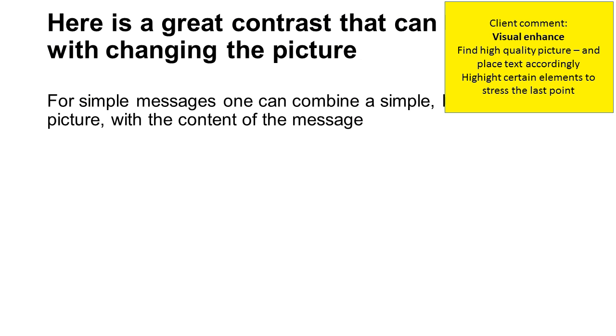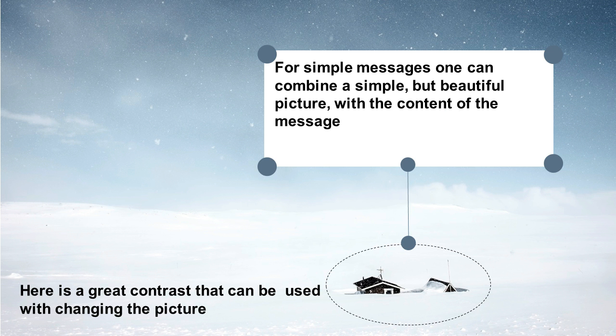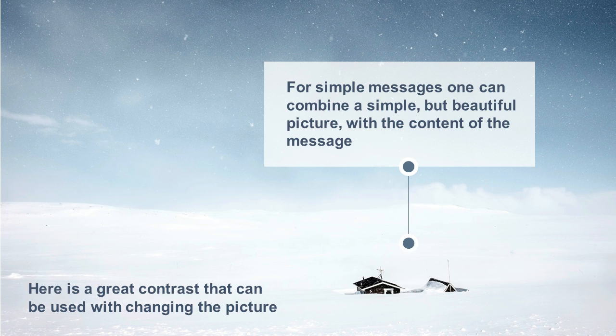Let's look at another example of visual enhancements. Here the client wants us to find a picture and use the current text to highlight a few key points. Here's an example of how this slide could be improved. It's still a bit messy and a bit too complicated. Also the spacing is a bit off, both in relation to the header but also inside of the box element. In this slide we have tried to fix some of these issues.